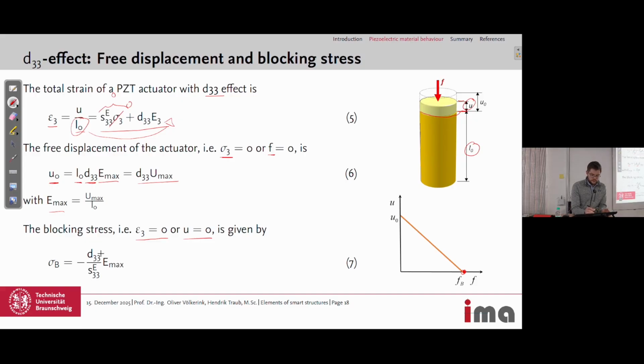And if we take equation 5 again and say this is 0, then we come up with this equation in the end for the blocking stress. And now we can calculate the achievable blocking stress from characteristic values of the piezoceramic, the D33, the maximum field, as well as the compliance of the material.